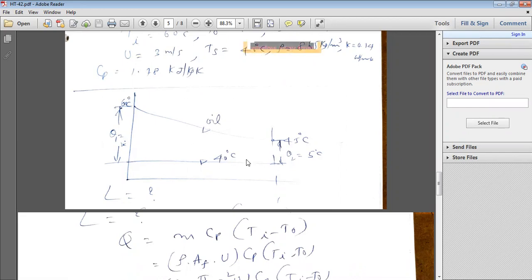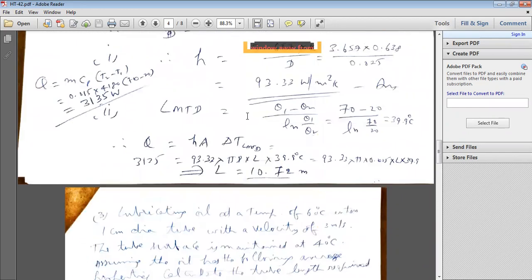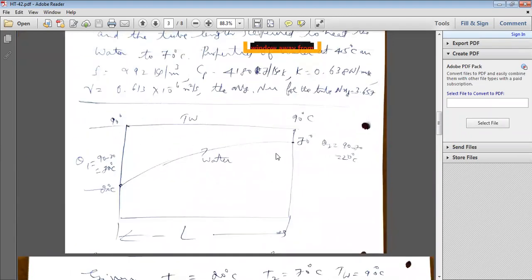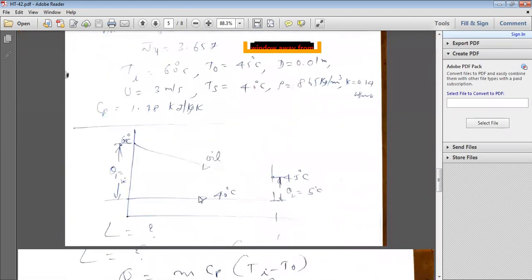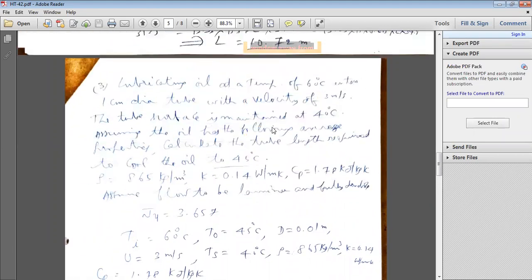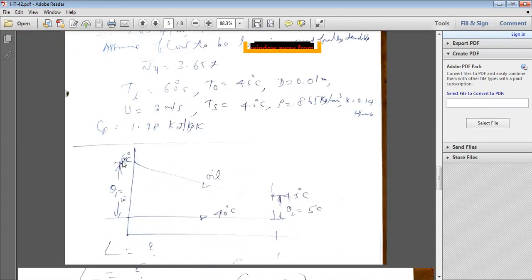In the earlier problem we took the top because 90 is greater than 70 as well as 20. But in this problem you have to take 40. Here 40 is less than 60 degrees centigrade as well as 45 degrees centigrade. That's why you draw the horizontal line at the bottom of the oil line. Okay? So the surface is maintained at 40 degrees centigrade. Assuming the oil has the following average properties, calculate the tube length required to cool the oil to 45 degrees centigrade. The oil is initially at 60 degrees centigrade.